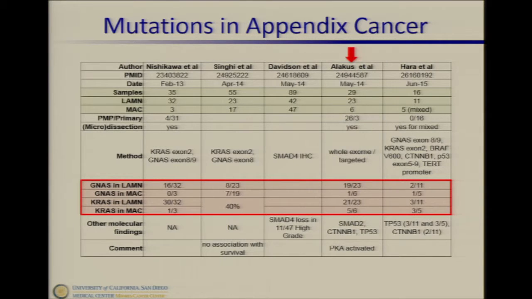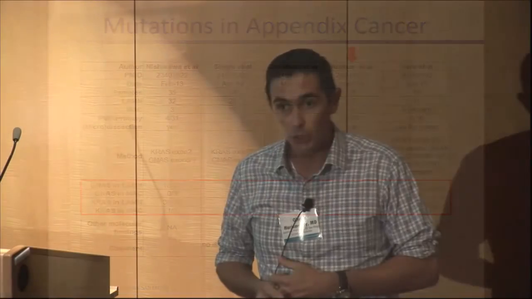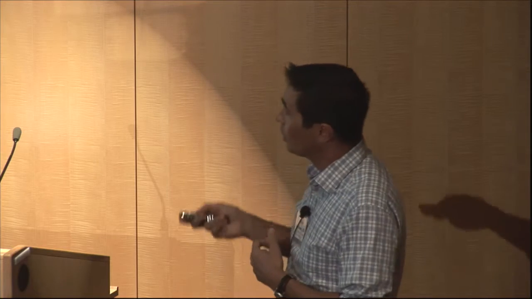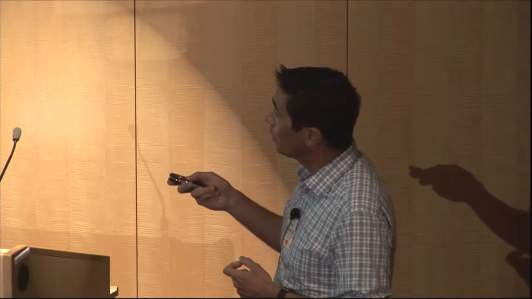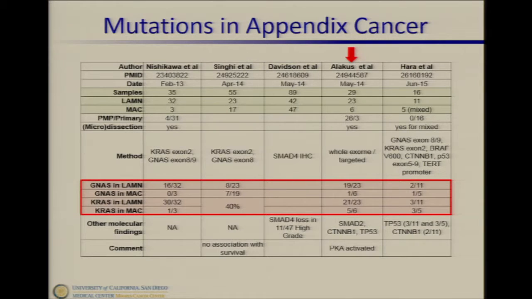So we published this result in 2014, about a year ago now. And at the time, there was not much known about the genetics of appendix cancer or PMP. And even now, there are not that many studies, first, because access to samples is very difficult. There was a study done, so these are the different studies, and this is our study here, okay?